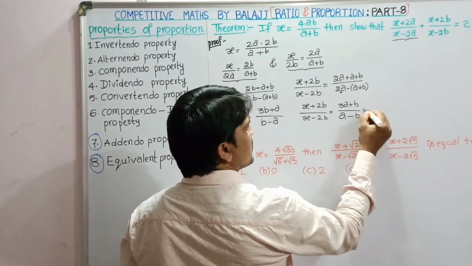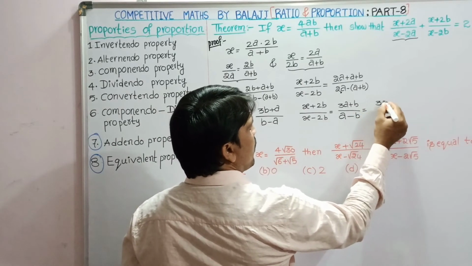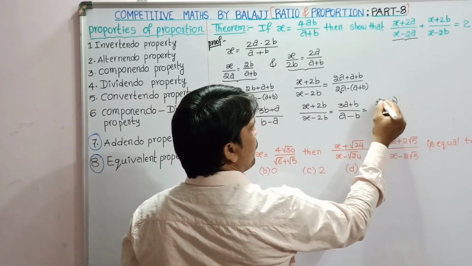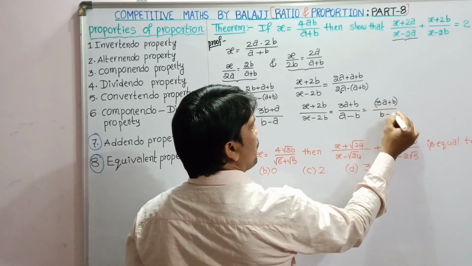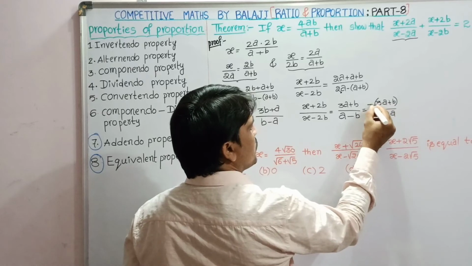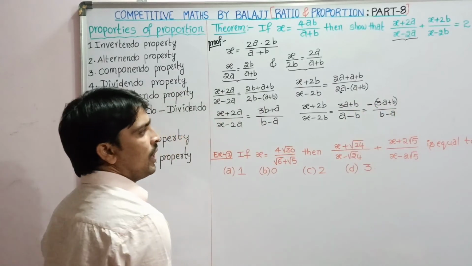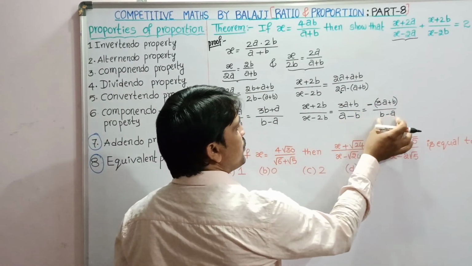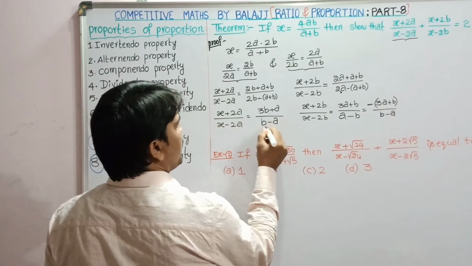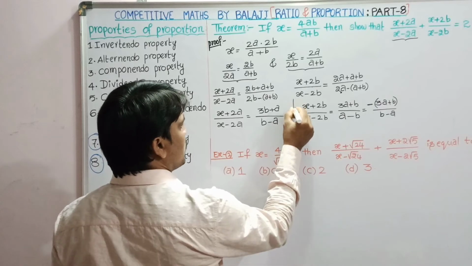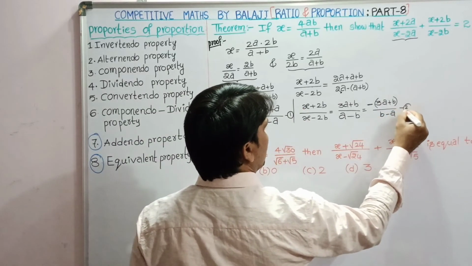But this can be written as 3a plus b by a minus b, and we write a minus b as b minus a by taking the negative symbol as common. So a minus b can be written as b minus a by taking the negative outside. Let it be equation 1 and let it be equation 2.